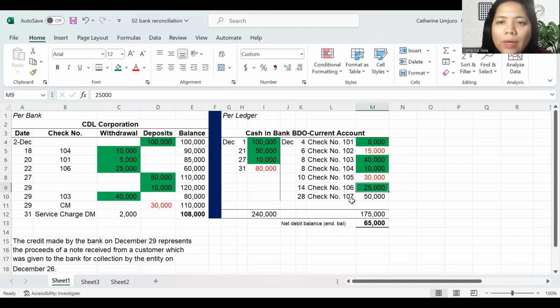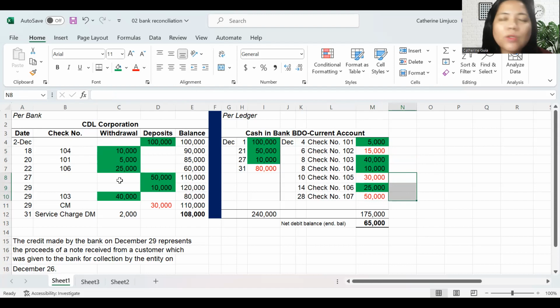Okay, lastly, we have check number 107. So 50,000, do we have check number 107 in our withdrawal column? The amount is 50,000. Do we have check number 107 under the check number column of our bank statement? We don't have any. So therefore, this is also our reconciling item. Okay, so we are done. The credit side of our cash in bank, which represents the disbursements through check, we have three reconciling items because these three check amounts did not appear in our bank statement.